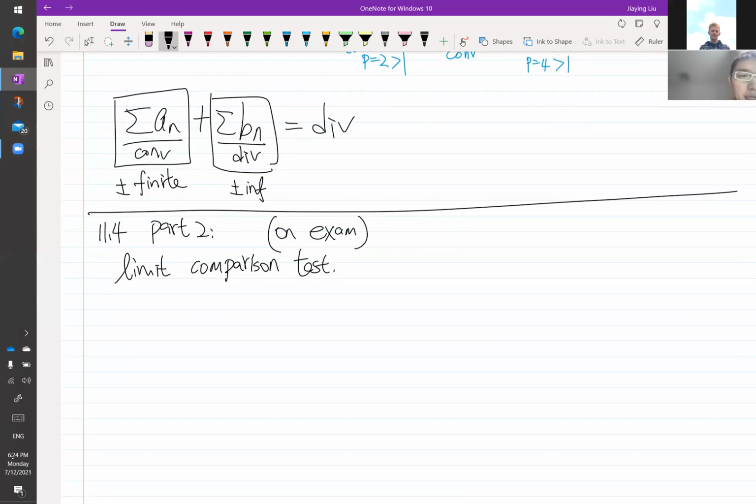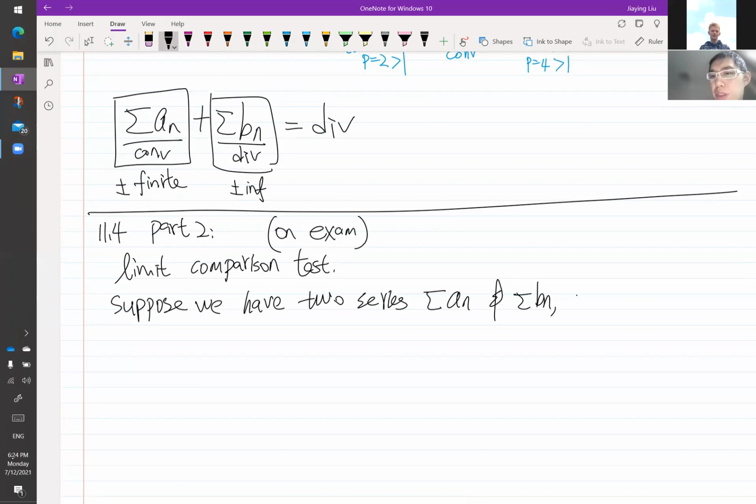So the test says, suppose we have two series, series a_n and series b_n, with a_n greater than or equal to 0 and b_n greater than or equal to 0 for all n. So all the terms in the series are always going to be greater than or equal to 0.